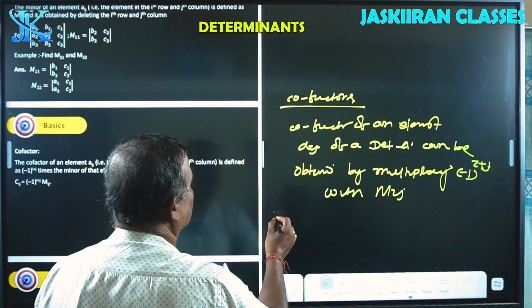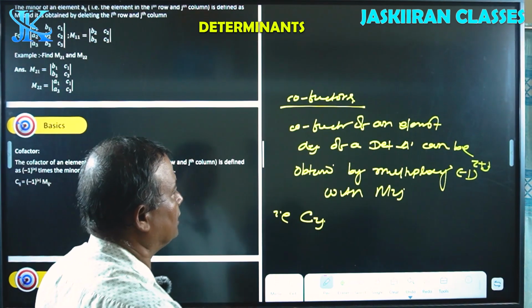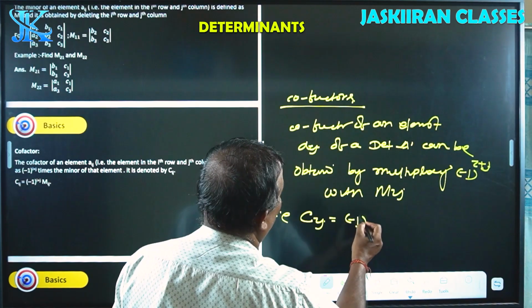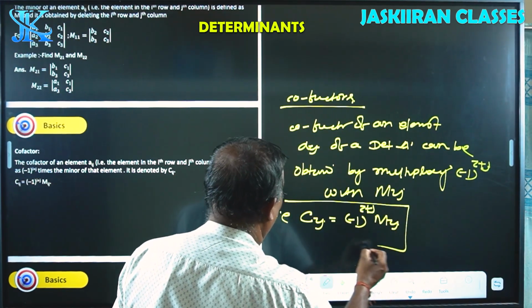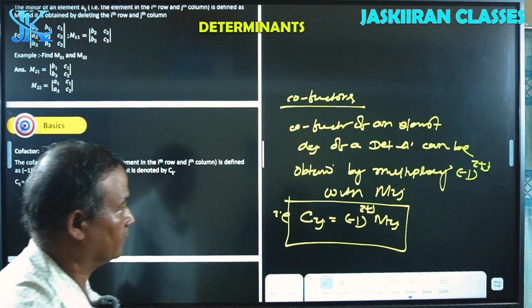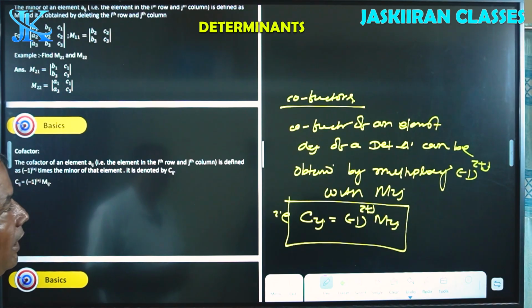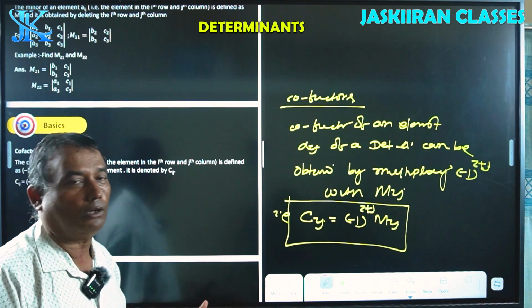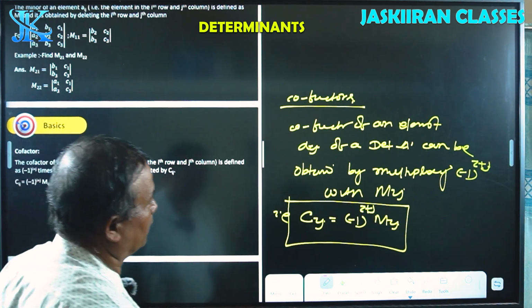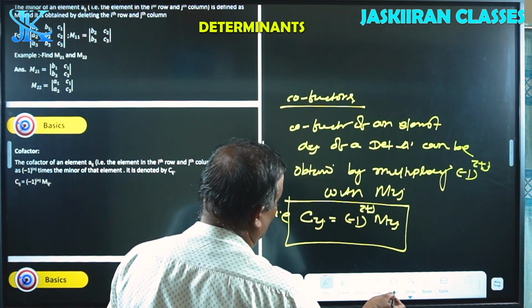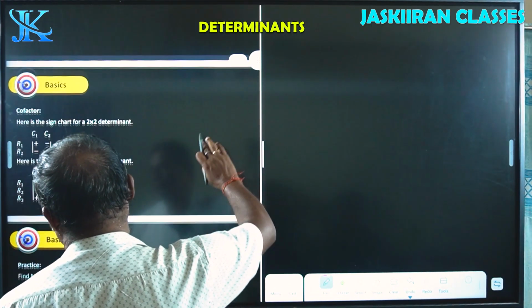Then that means C_ij is the symbol of the cofactor. C_ij equals (minus 1) to the power i plus j with M_ij. That is the cofactor of our elements. We get 9 cofactors of a 3 by 3 determinant. Similarly, the cofactors are also obtained for those 9 elements. How to get the cofactor of an element in our determinant? Let us discuss one by one with an example.